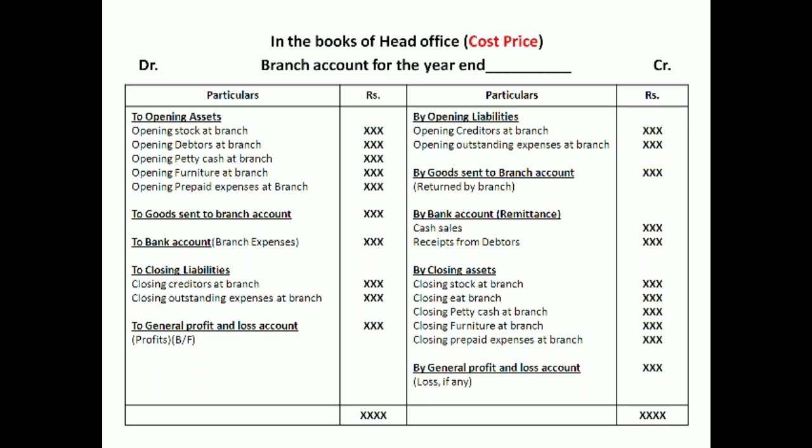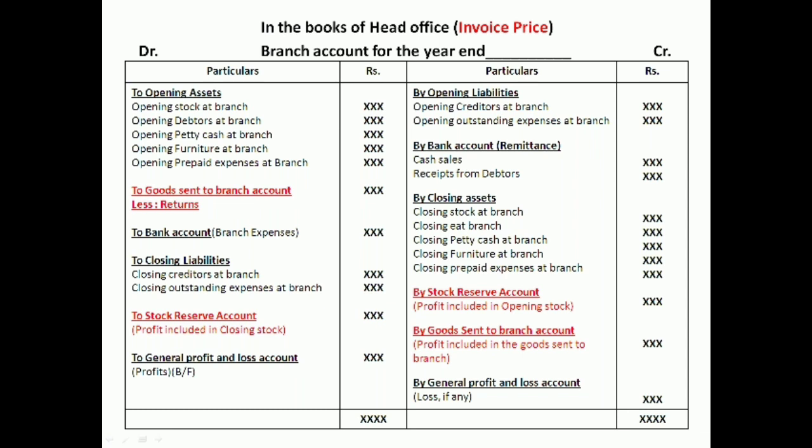After doing the total we get a balance. If we get the balance on the debit side, we consider it as profit, in the name of general profit and loss account. If we get that balance on the credit side, we consider it as loss, in the name of general profit and loss account. Now let us see the format under invoice price. You can see here, in the books of head office, invoice price branch account for the year ended.